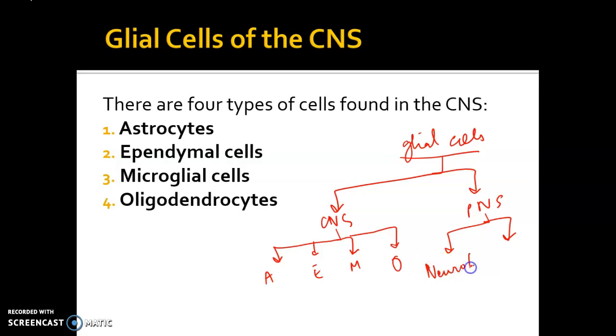Neurolemmocytes, and then the second type is satellite cells. These are the two types of glial cells of the PNS. We will focus on the glial cells of the CNS first.